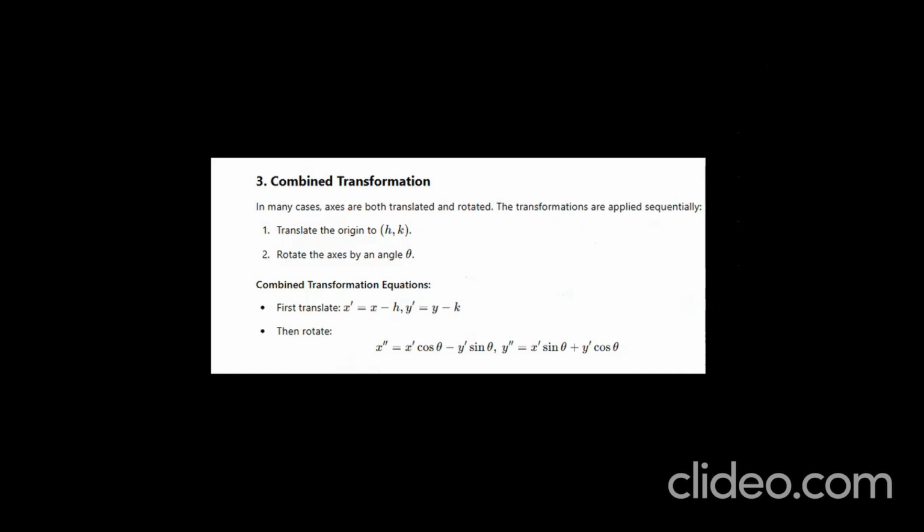You observe: translate the origin to (h, k), rotate by the angle theta, and combine the equations. So how is it going to be? First translate, then rotate. If you translate, you get x' equal to x minus h, y' equal to y minus k. Then for the rotation, x'' is equal to x' cos theta minus y' sin theta, and y'' is equal to x' sin theta plus y' cos theta. In this way, you can easily understand.